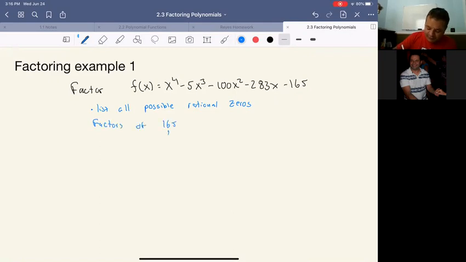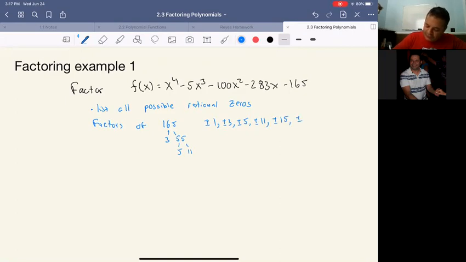Well, I'm going to factor 165 here. So 165, I see that it's divisible by 3. Okay, so 165 divided by 3, I think that's 55. And then that's 5 and 11. Okay, so the list of factors of 165 are plus or minus 1, plus or minus 3, plus or minus 5, plus or minus 11.